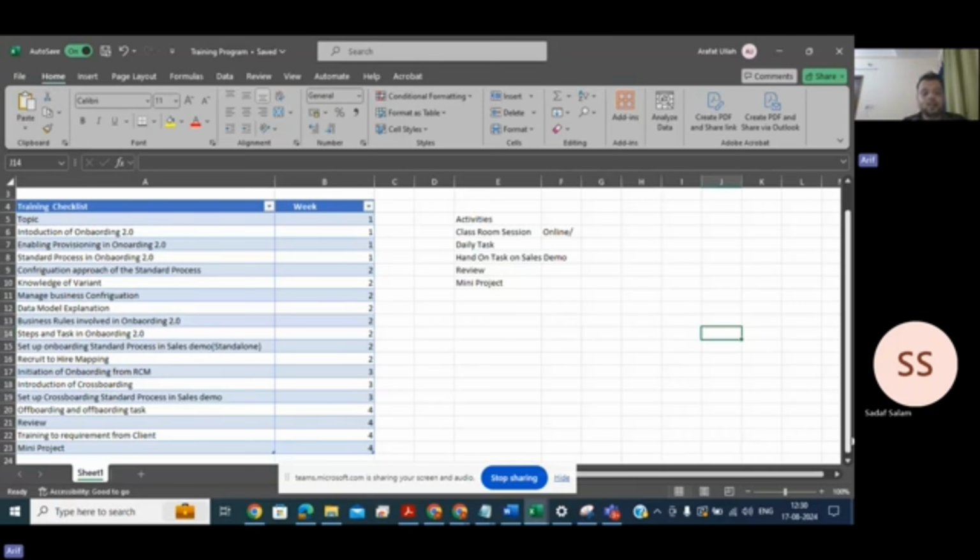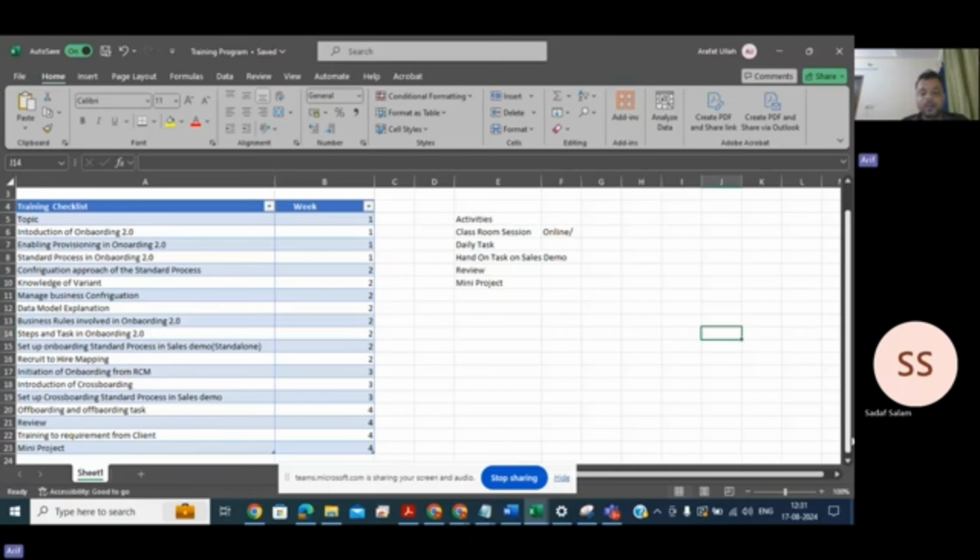so that you get the entire process knowledge in depth with this course checklist. Nothing will be left, and you will be ready for the industry approach. Whatever the industry is demanding right now from a solution consultant for the onboarding module, you will learn each and everything in detail within this course. So what are the activities that we're going to cover? The activities will be quite simple: there will be a classroom session on the weekends, then we will give you a daily task. Also, you have to perform those hands-on tasks on the sales demo.